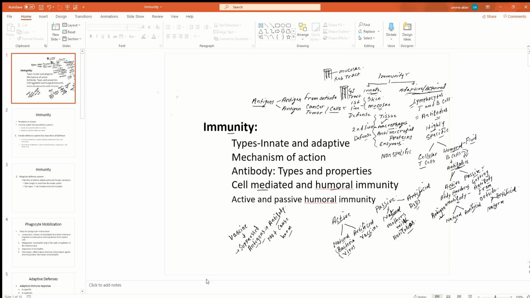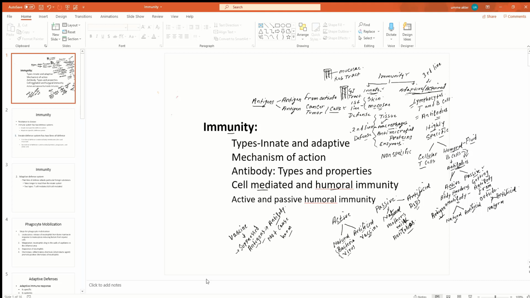So that's how we classify the immunity in the body. First, immunity has two branches, two types, innate and acquired. Innate gives first line and second line of defenses. Adaptive or acquired gives the third line of defense. This one gives third line of defense. So we have three lines of defenses.